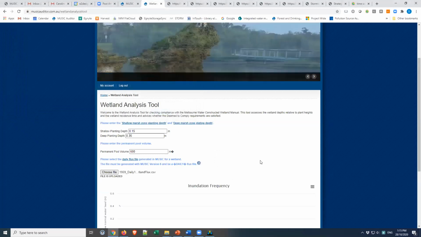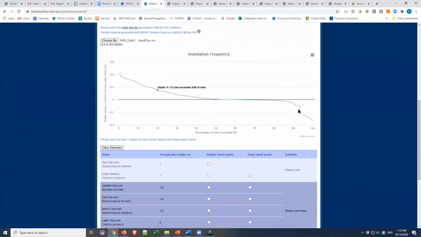And what it will do is go and calculate this inundation frequency curve. There's a couple of things we look at for that. One is how much of the time is the wetland above a certain depth? So is it exceeding a certain depth more than 20% of the time? And what we do is compare that with the plants, and essentially the idea is that if this depth is more than half the depth of your plants and you're exceeding that more than 20% of the time, that's probably enough to be starting to put your plants at risk.